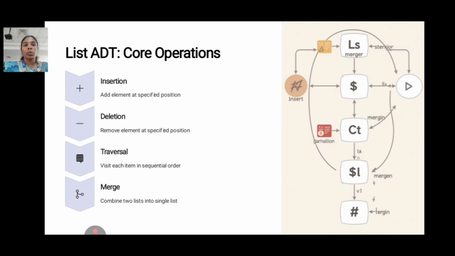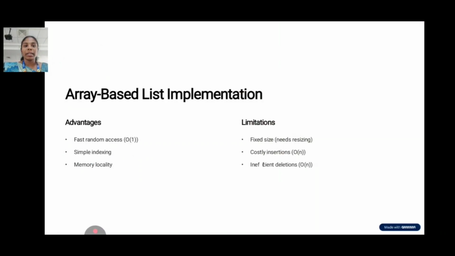List ADT core operations: insertion, add an element at a specified position; deletion, remove an element at a specified position; traversal, visit each item in sequential order; merge, combine two lists into a single list. Array-based list implementation advantages: fast random access, simple indexing, memory locality. Limitations: fixed size, costly insertion, inefficient deletions.